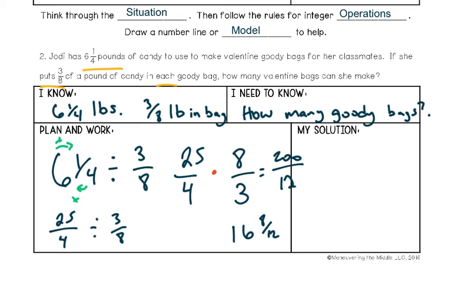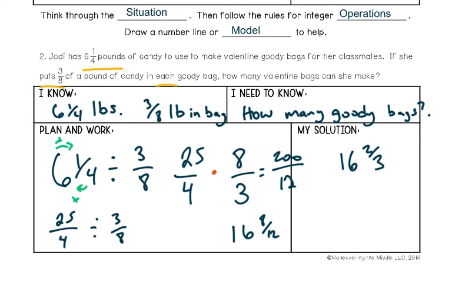So 8/12. And I can simplify that even further because 8 and 12 are both divisible by 2 and 4. So I'm just going to go ahead and divide both of them by 4, because I want to simplify this without doing any extra steps. So my final answer would be 16 2/3.